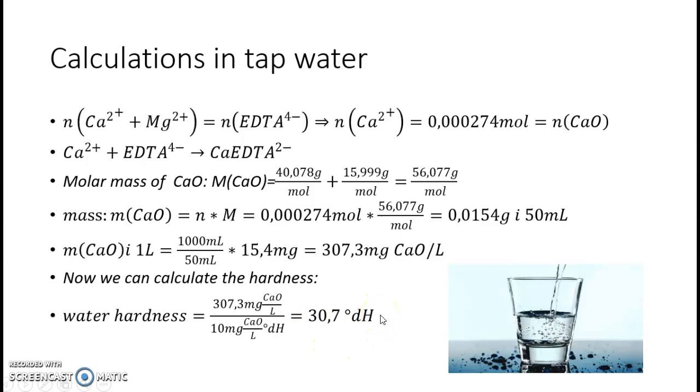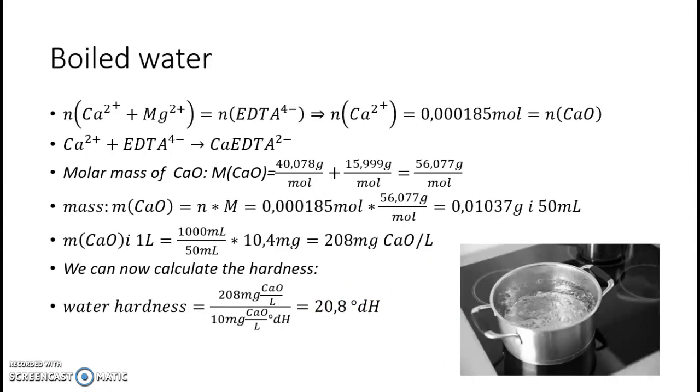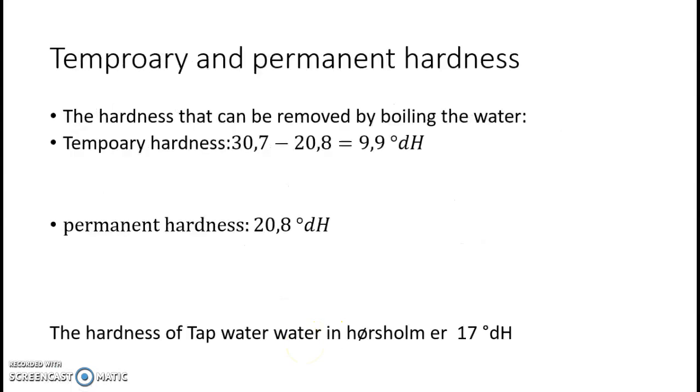from our experiment. We do the same calculations for the boiled water, and we find out that the hardness of the water is 20.8 degrees hardness, which shows us that the boiled water is softer than the harder water, which was the tap water.